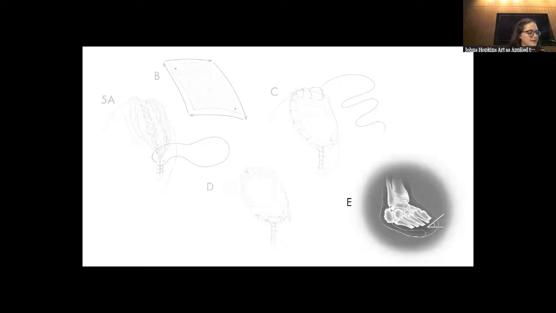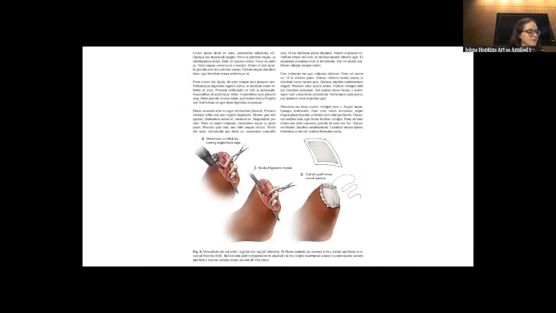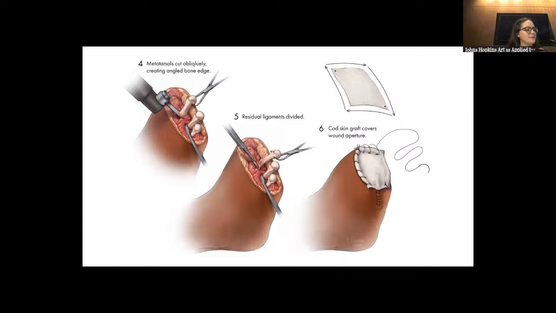This diagram depicts the angle of the cut bones, which allows for ease of ambulation. For my final piece, I illustrated 3 key steps of the procedure for a hypothetical journal. Figures 4 and 5 demonstrate the removal of the metatarsals, while figure 6 focuses on the application of the cod skin graft. I now welcome any questions or comments.